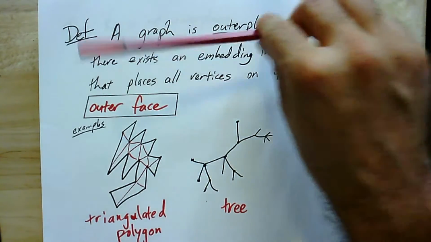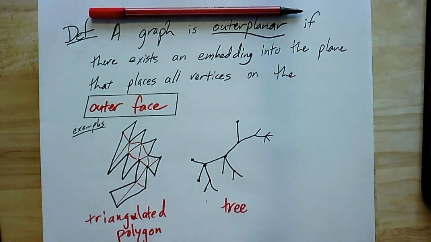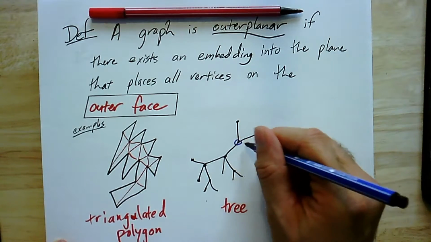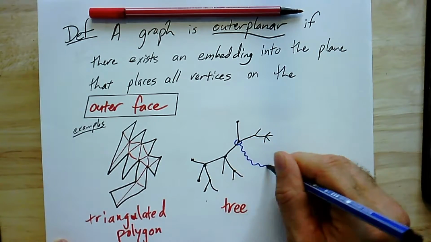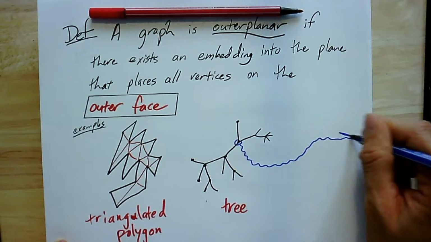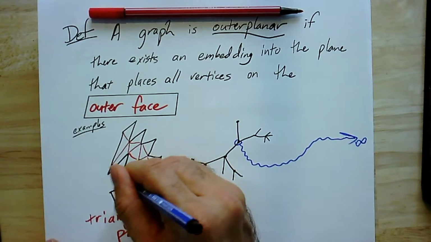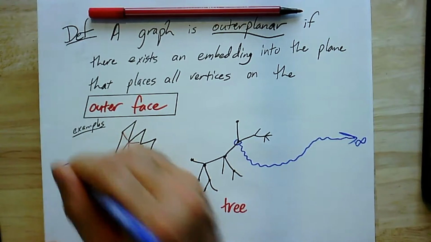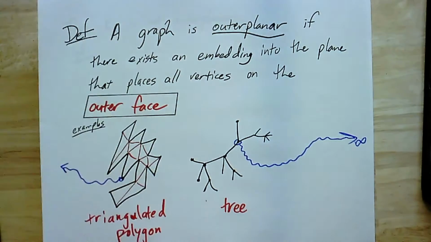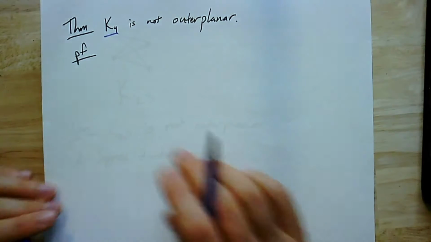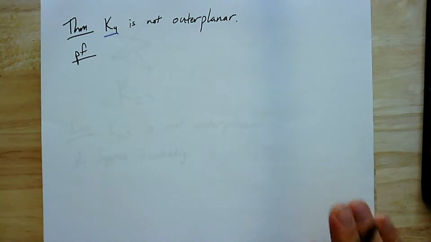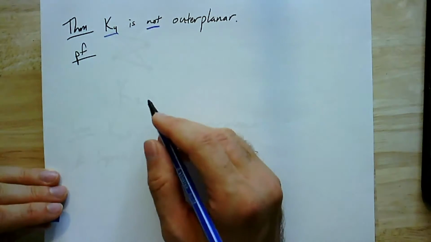Another way to think of being on the outer face is to say that I can go from any vertex and I can find a path that doesn't touch the embedding and it gets all the way out to infinity. Right? I'm somehow never boxed in. One of the first things you might prove about planar graphs, or outer planar graphs, is that this graph K4, the complete graph on 4 vertices, is not outer planar.